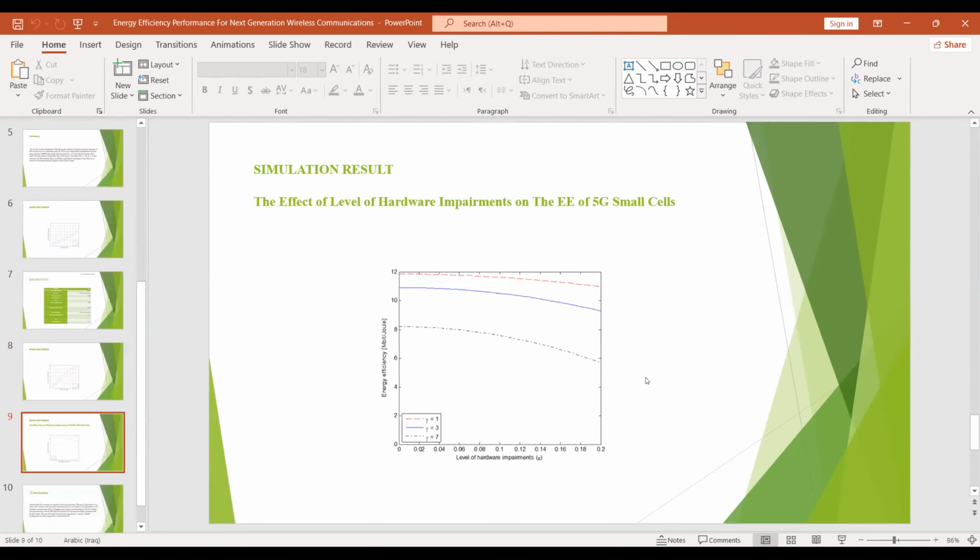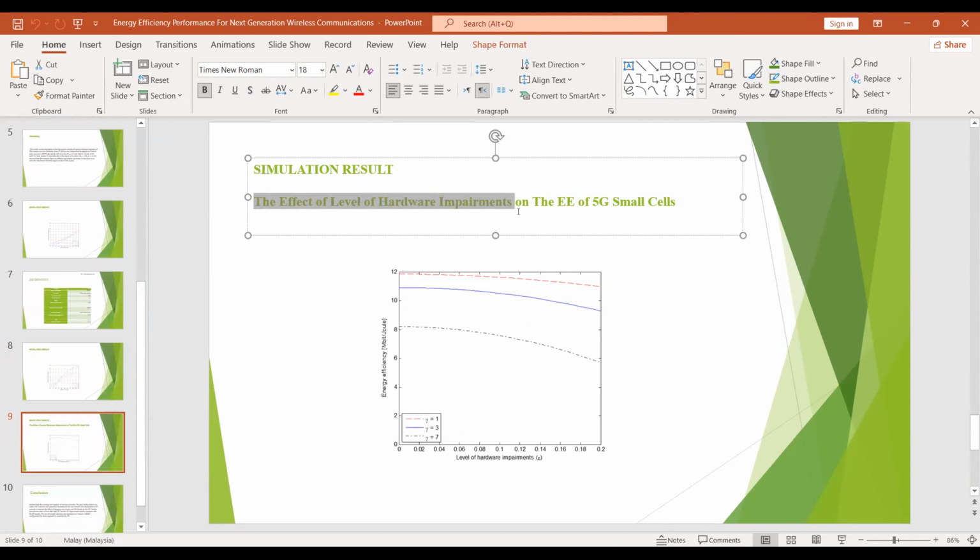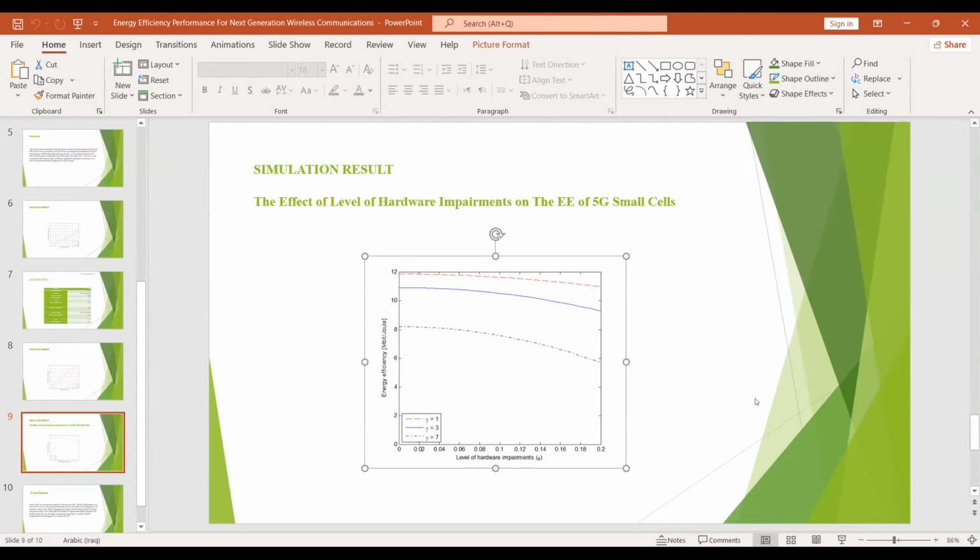Yeah, this is the last thing. This is the simulation result for the last one, the effect of hardware improvement. We talk about hardware improvement and energy efficiency, and we get a higher signal to noise ratio than the others. It was about 12 energy efficiency in megabit per joule.